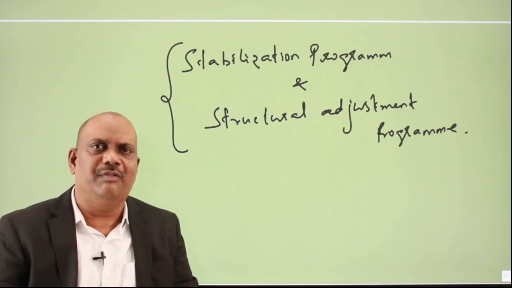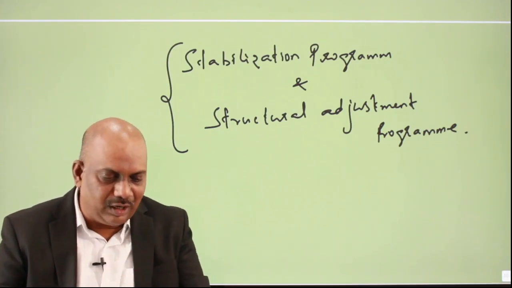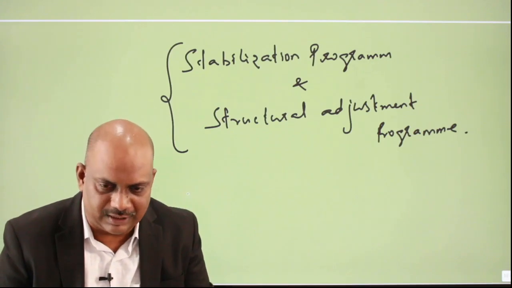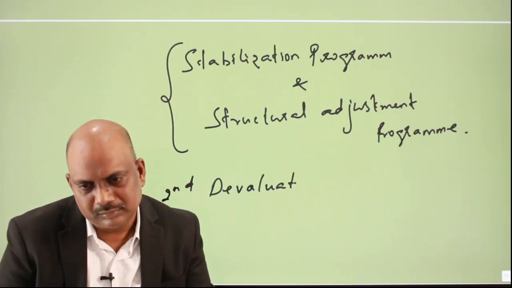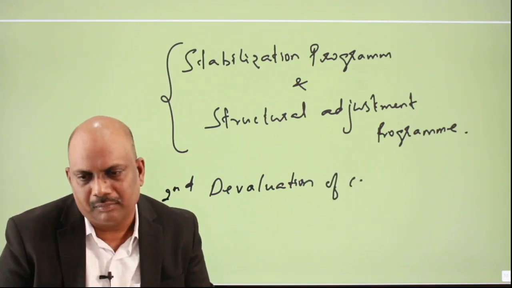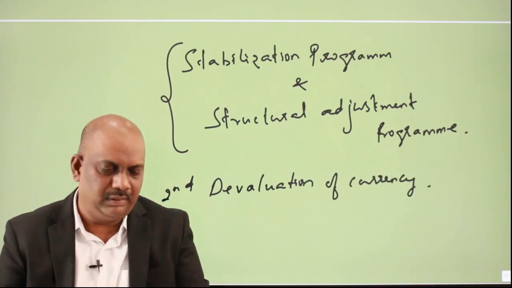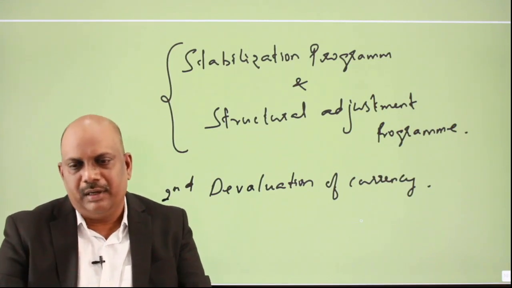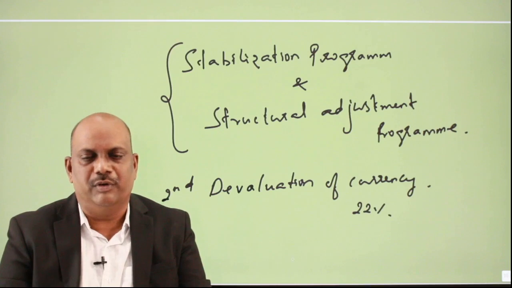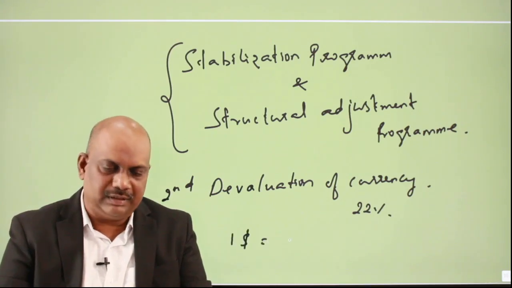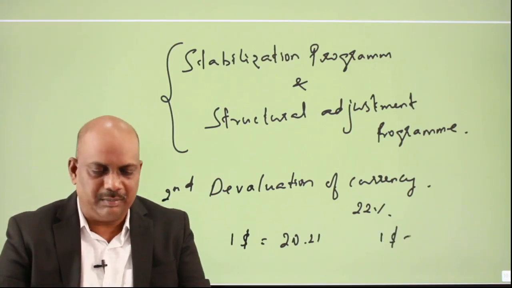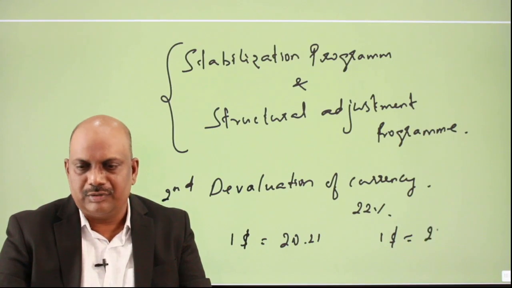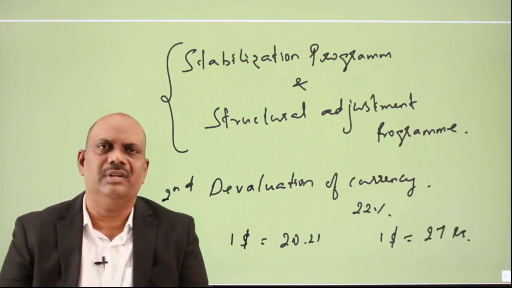So along with these economic reforms, for the second time, we also devalued our currency. This time we did it by 22%. Before doing it, $1 was equal to some 20 to 21 rupees, and after devaluation, $1 became equal to 27 rupees.